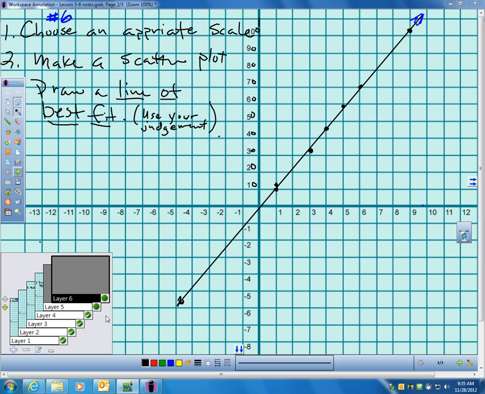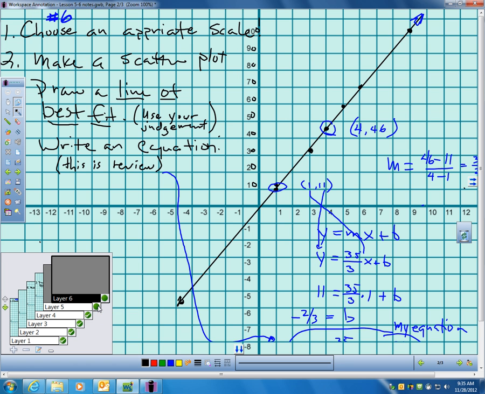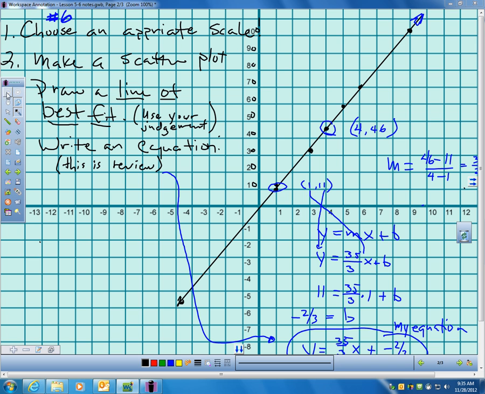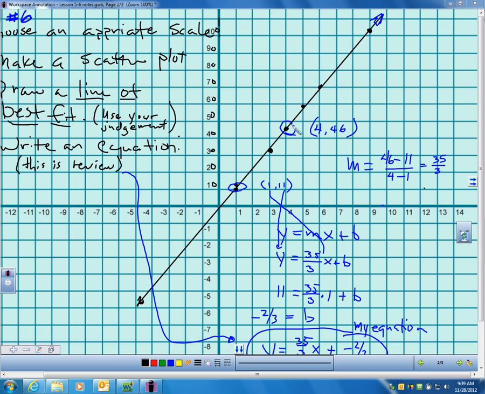Now, this is where we got to be careful. I've seen people screw this up a lot. This is just a review of what we did early in the chapter. We got to write an equation. So, I wrote all my work. Let me get this out of the way. We have to write an equation. Okay, now to write an equation, we need 2 points on our line. Now this is a key thing. I need 2 points on the line.